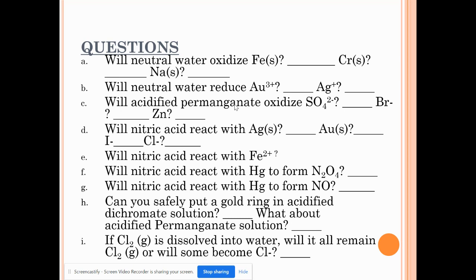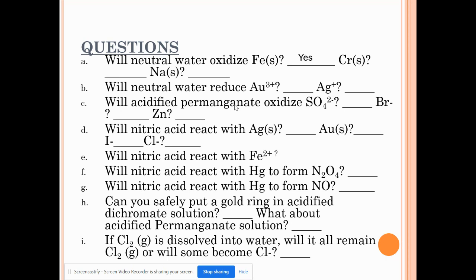If it's going to react, if it's going to oxidize, it's going to reduce. Look for that Z pattern: higher on the left, lower on the right. If it doesn't have that Z pattern, then it's not going to react. All right, simple as that. We'll talk about F and G, those are tricky ones, in just a moment.